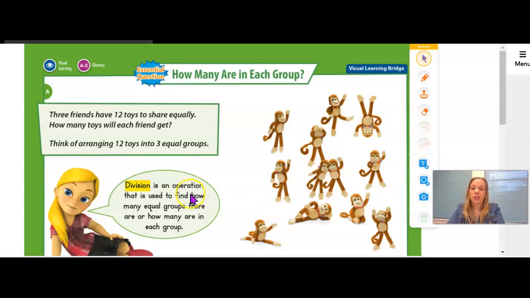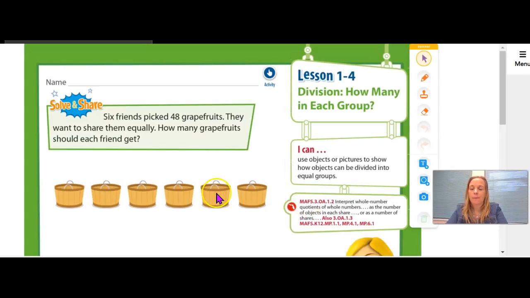Division is an operation that is used to find how many equal groups there are or how many are in each group. So we're going to take a bigger number and we're going to break it apart into smaller groups. I'm going to do 2 examples with you, and then you're going to go ahead and finish today's assignments. So let me go back one. All right, let's do this problem together.